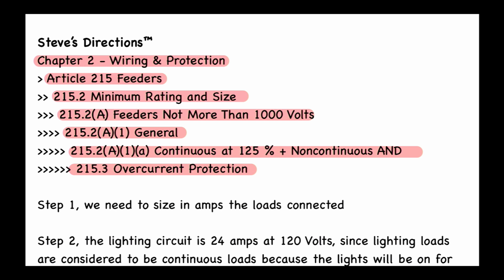215.2(A)(1)(a). What it says is, when we have a feeder that supplies a continuous load or any combination of continuous and non-continuous loads, the minimum feeder conductor must have an ampacity of not less than the non-continuous load plus 125% of the continuous load. When I read this for the first time many, many years ago, I had no idea what they were talking about, but I'm going to simplify it.